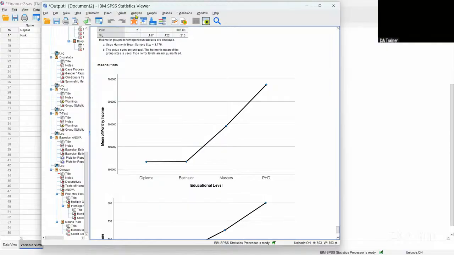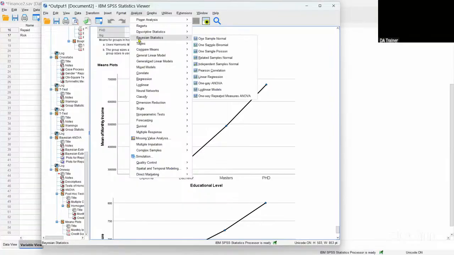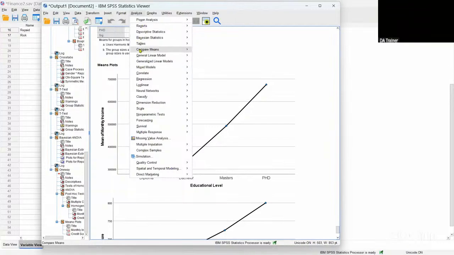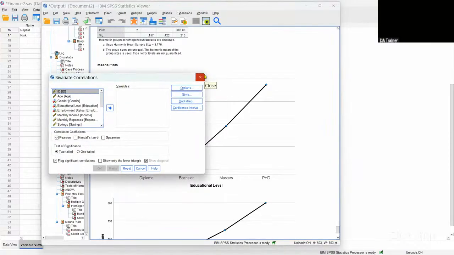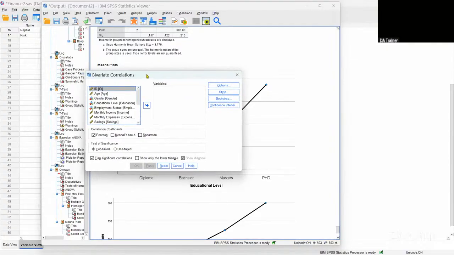Very easily, let's analyze for correlation analysis. Very simple. Analyze, come down to correlate, and choose bivariate. Bivariate means two. And when you hear the word correlation, correlation simply means: in regards to the two indices you are looking at, do these two indices relate? Is there any relationship between them?